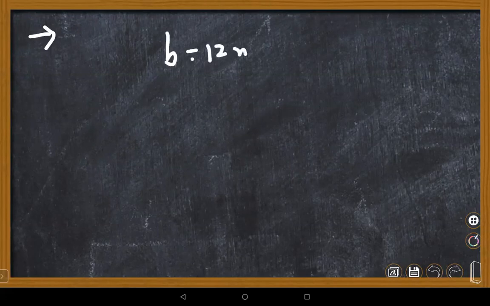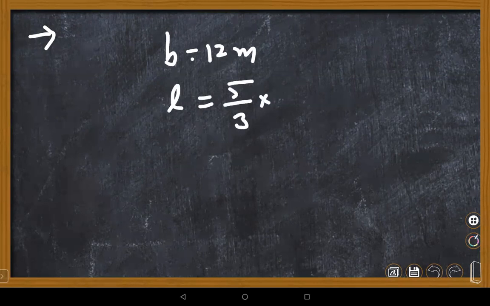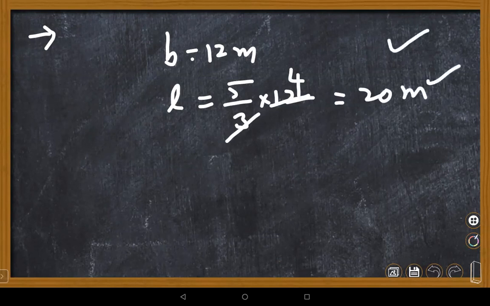Ma'am, I did this sum in a slightly different method, but I got the same answer. Same thing, children, only the way we are substituting the values differs. Ma'am, the answers are 20 and 12, right? Yes, breadth is 12 meters, whereas length is 5 by 3 into 12. 5 4s are 20 meters, right, ma'am? Yes, correct. Both are correct, length and breadth. Next question.